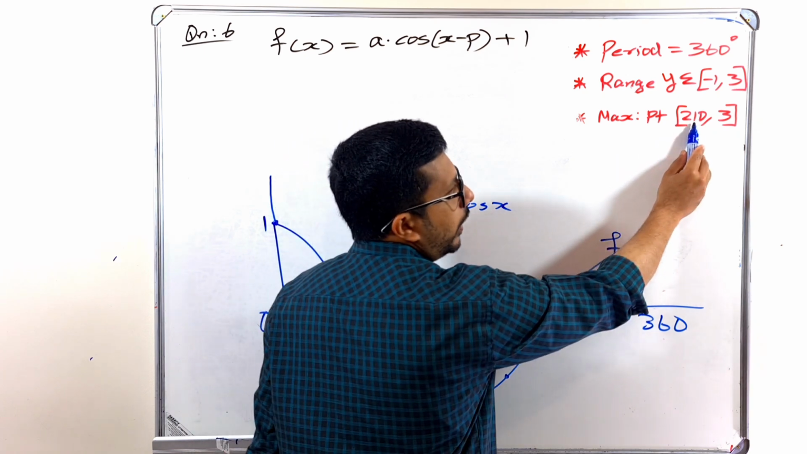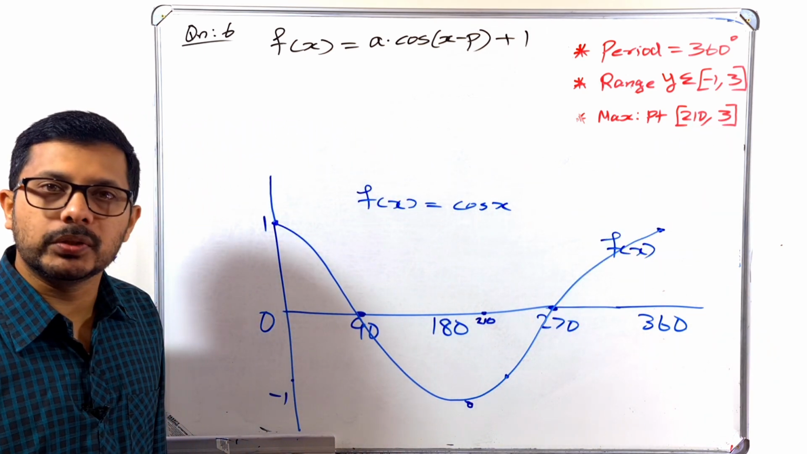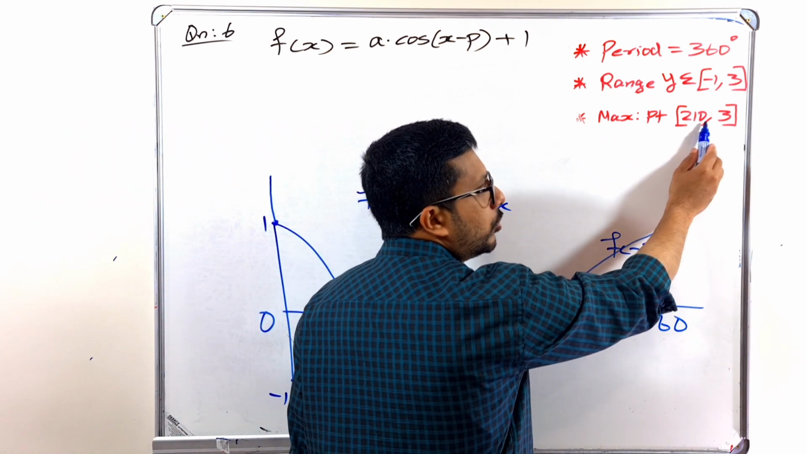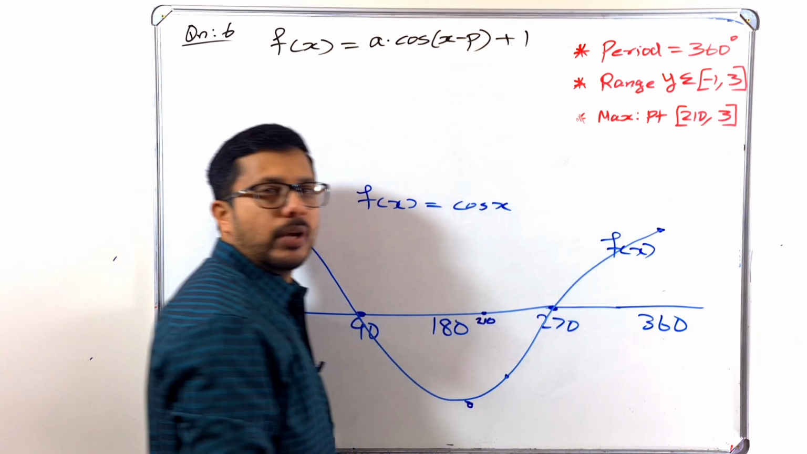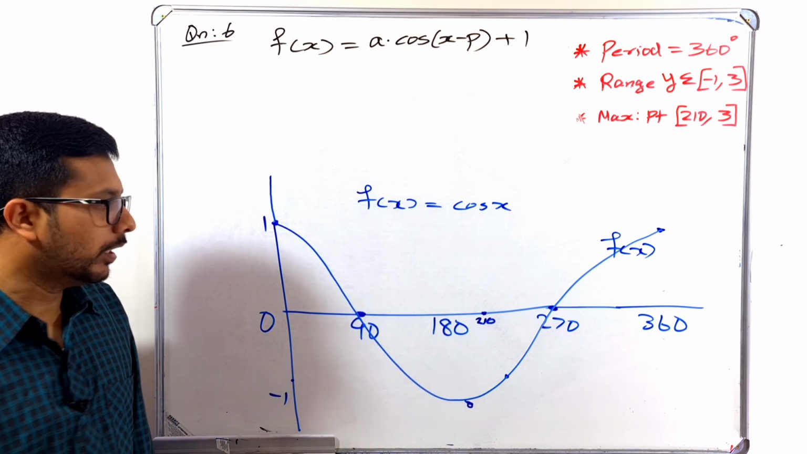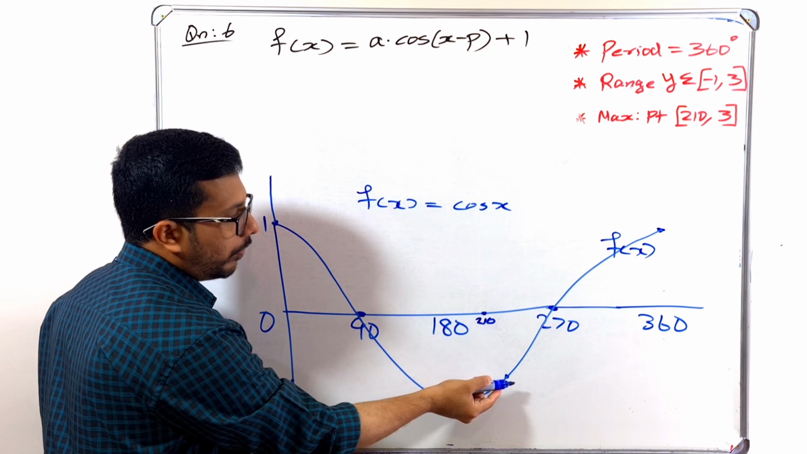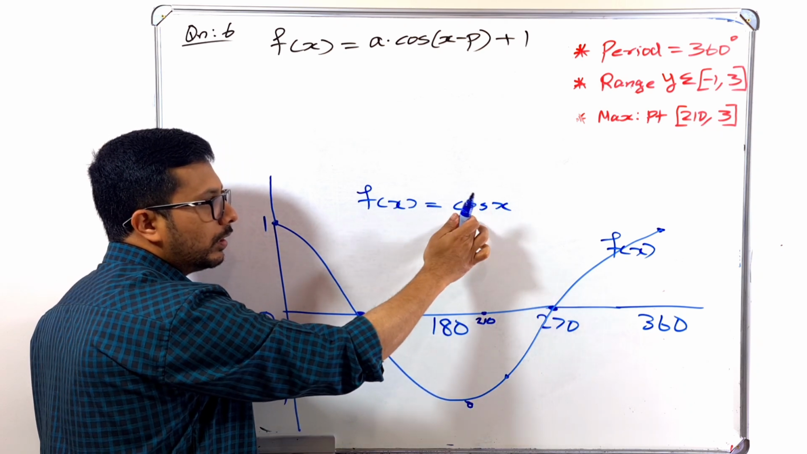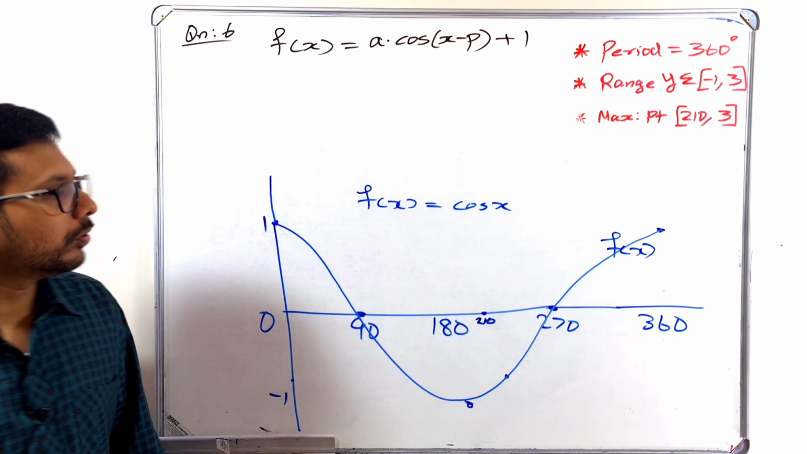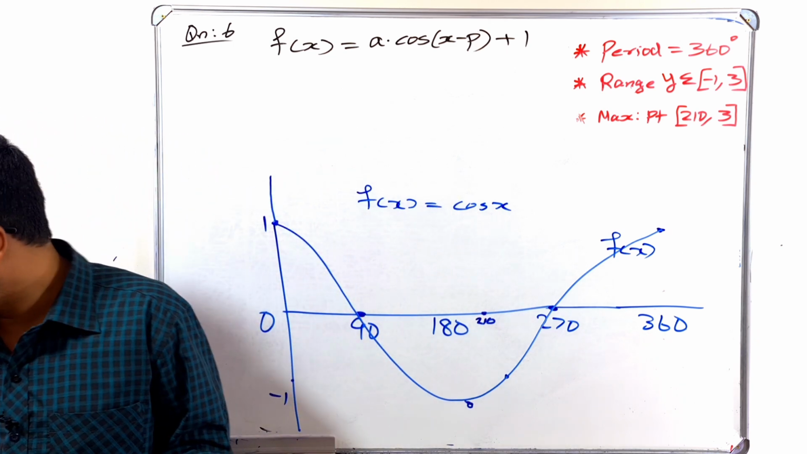For 210, what is the y value? +3. Am I right? It's a maximum. At the same time, for 210, the y value is +3. So it means that this graph at 210, y value is +3, means the graph is somewhere here. Do you understand? Okay. So now what is the meaning of that one?